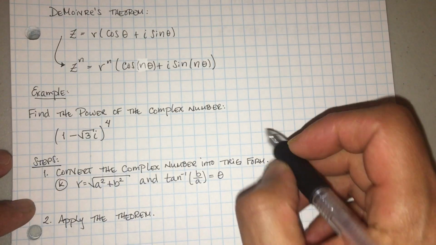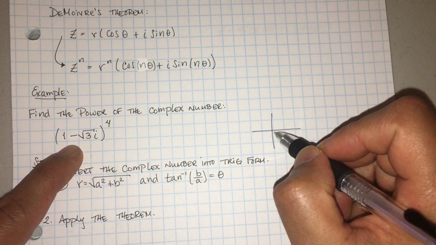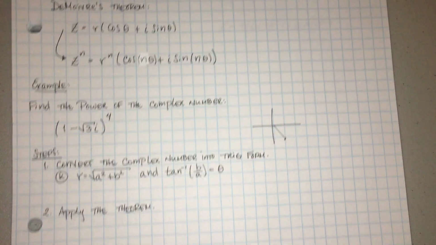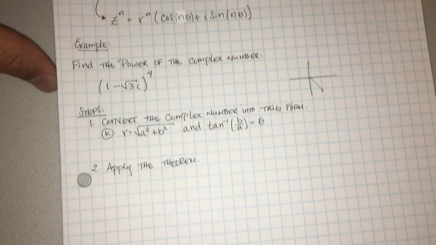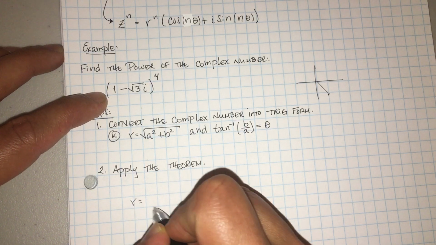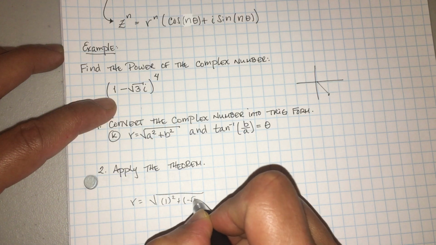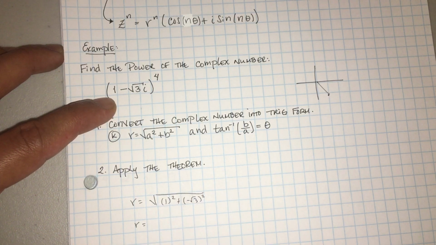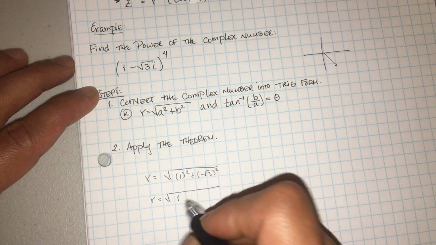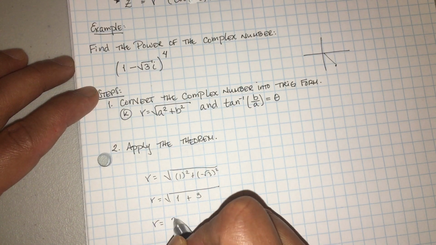Let me draw this out. If I have 1 minus square root of 3 i, then 1 is over here and negative square root of 3 i is down here, so this number is in the fourth quadrant. I have to keep that in mind. But first let's do my r value. r is equal to the square root of 1 squared plus negative square root of 3 squared. 1 squared is 1, and the square root of 3 squared gives positive 3, so we get the square root of 4, which is 2.